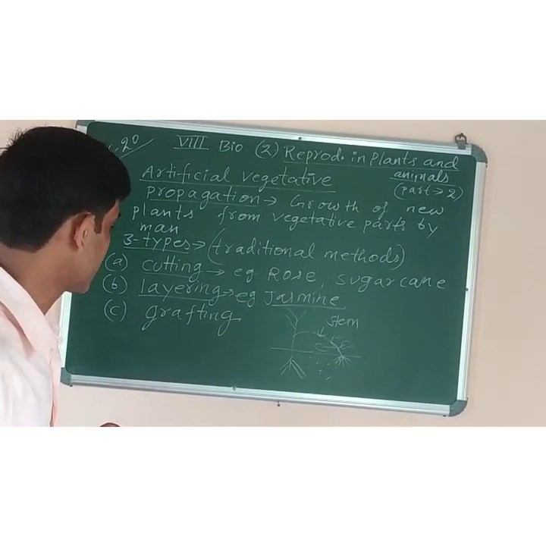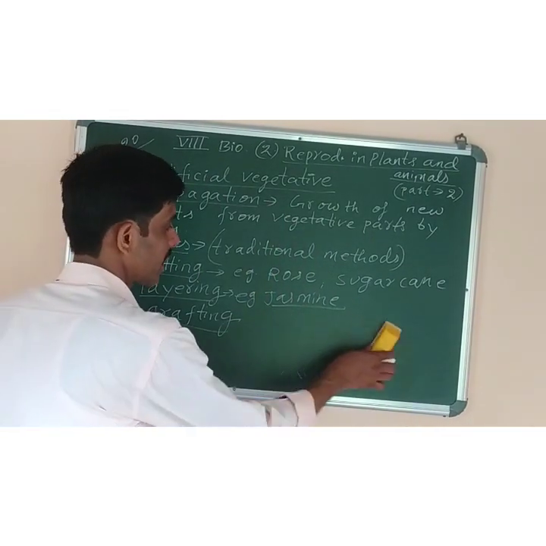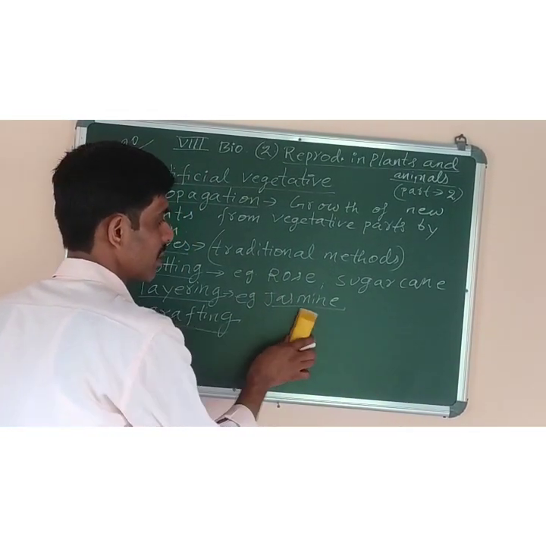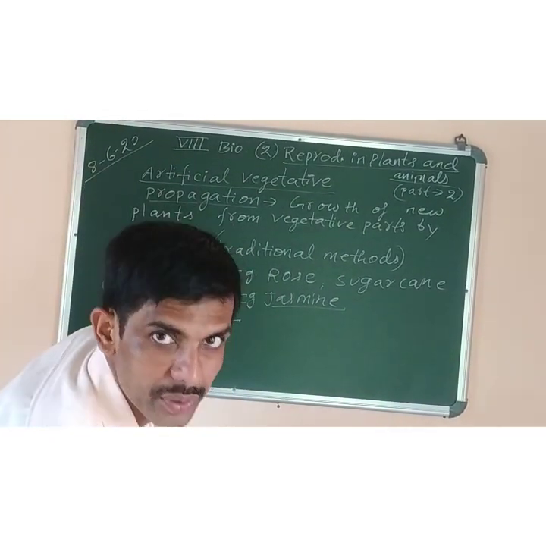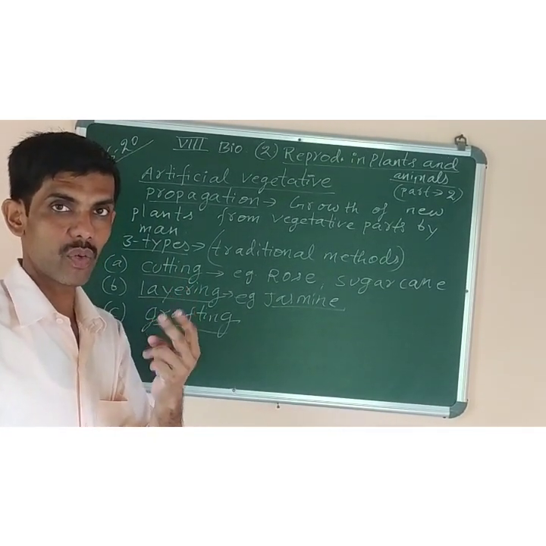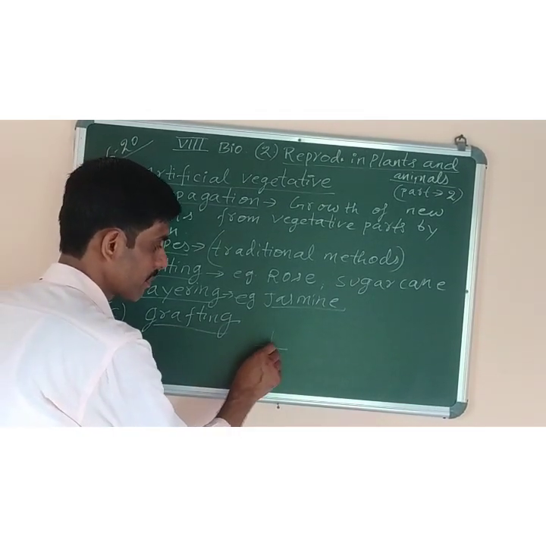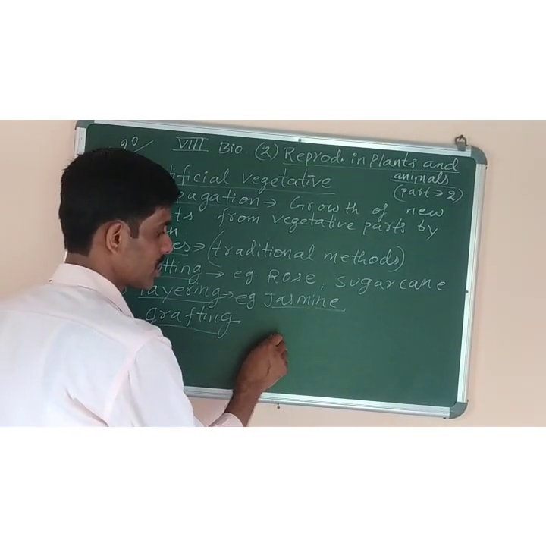Okay? Now next we have grafting. What is grafting? Grafting is a method of vegetative propagation in which we have to take two plants. One is called the stock, the plant with the root, which is known as the stock.